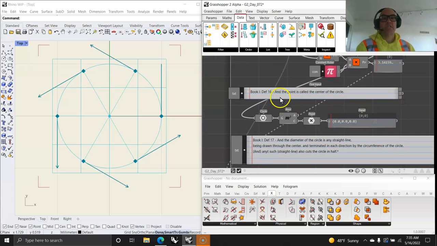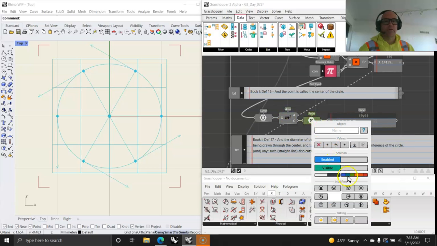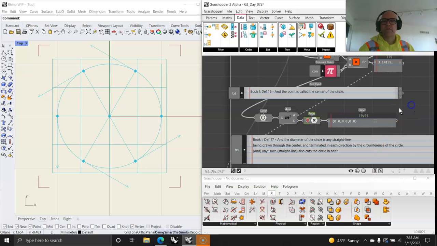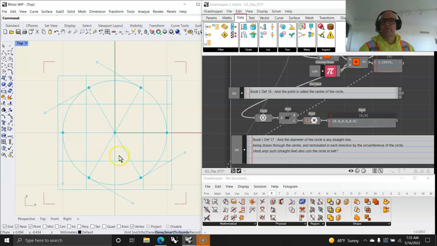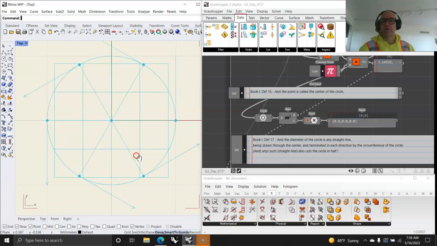Then definition 16: the point is called the center of the circle. So I grab my circle and I do an Area, Circle, check Center, and I get 0, 0, 0, and I end up with a point right in the middle, which I guess I can put a little red dot on there. And then, well, I think once you start layering these things, when they're coincident, it's hard to get the metas to work.